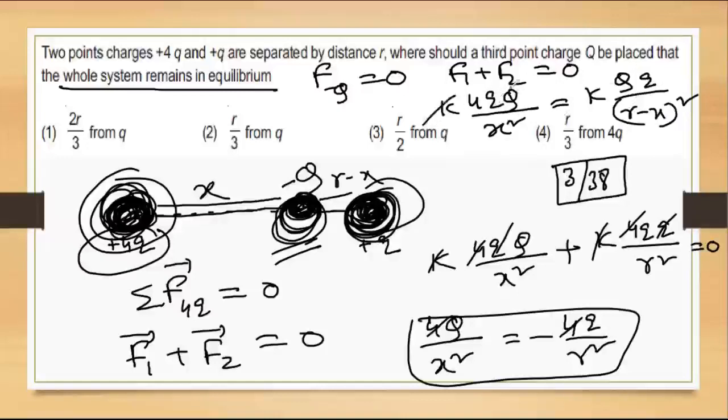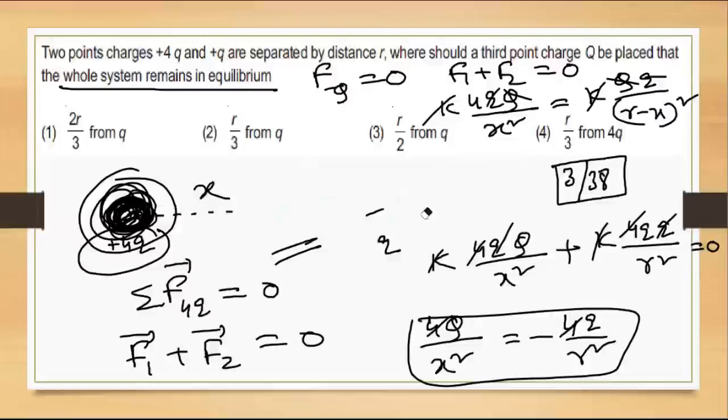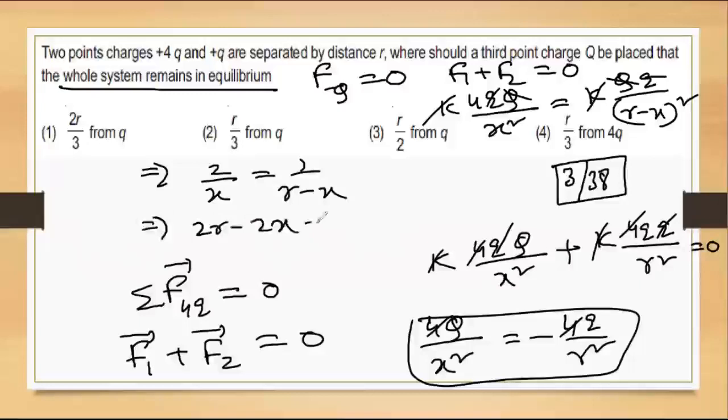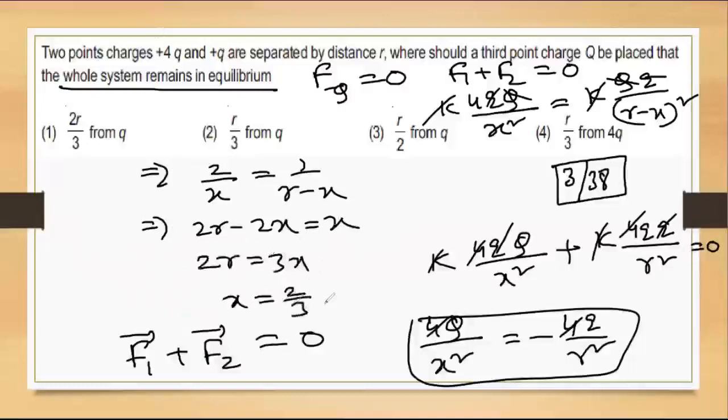So from here you can cancel K, you can cancel Q, you can cancel small q also. From this you can get 4 by X square, which means 2 by X equal to 1 by R minus X. So twice R minus twice X equal to X, which means twice R equal to 3X, so X equals 2/3 of R.